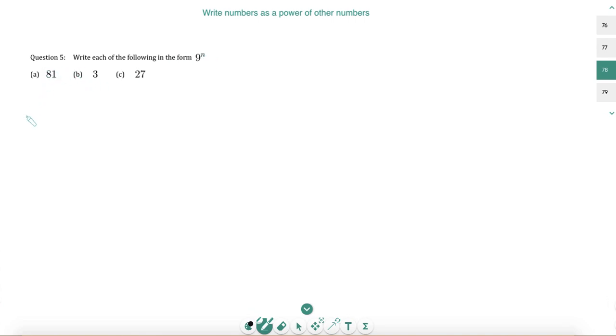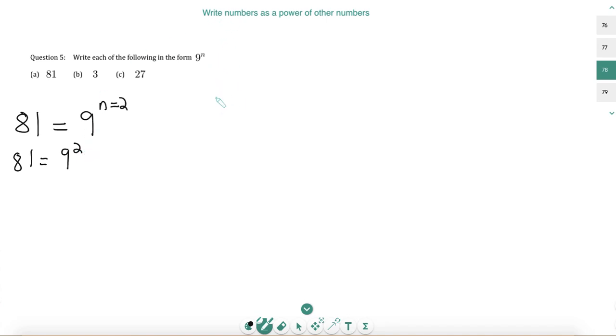So we have to write 81 in the form of 9 to n. All that means is 81 is equal to 9 to the power of what? Well, this one's pretty simple. 9 to the power of 2 is 81. So 81 is equal to 9 to the power of 2.